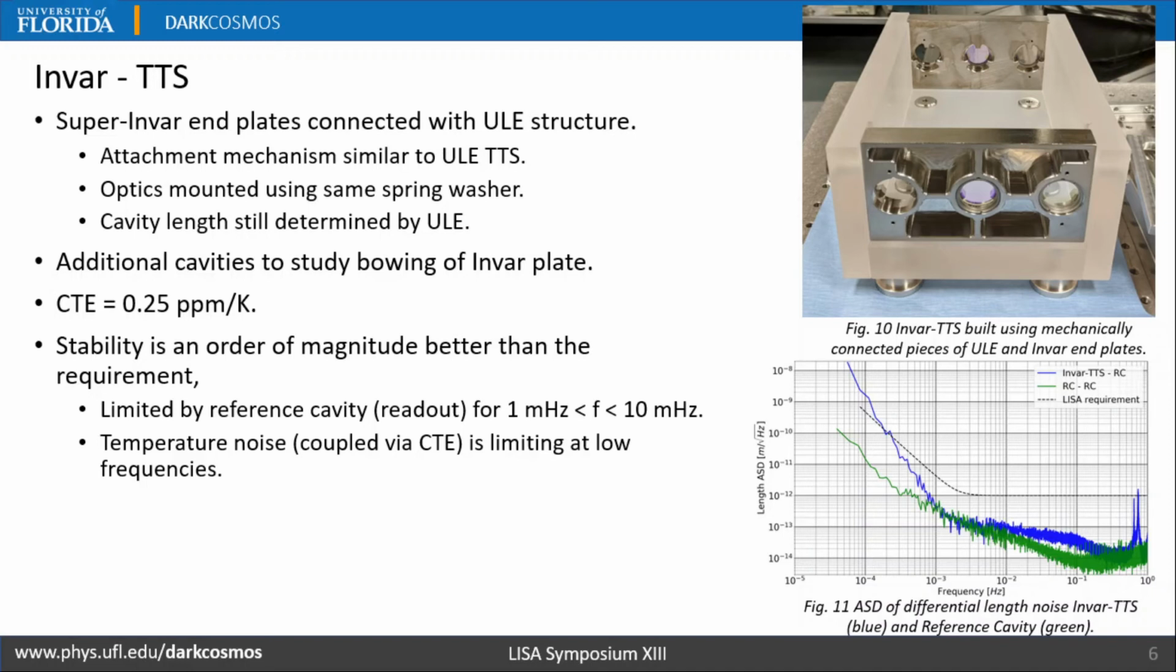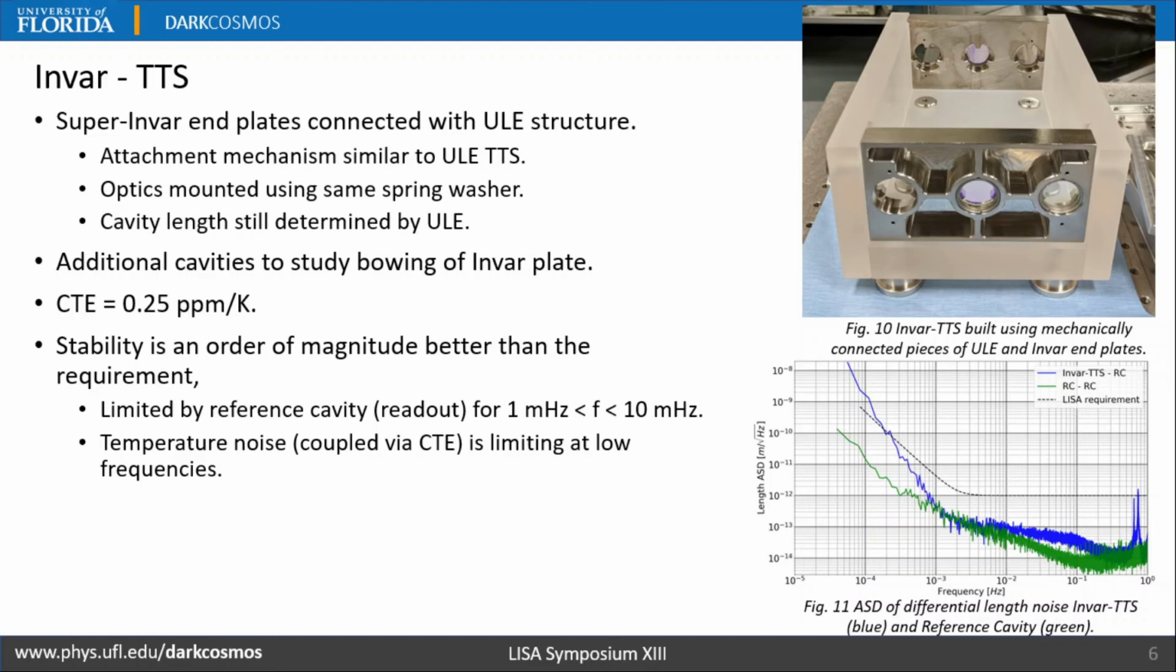We added cavities on the sides to monitor any bowing effect in the end plate, as that was one of the relevant sources of length noise that came up with such a design. The CTE of this cavity is roughly 0.25 ppm per Kelvin, which is lower than that of super-invar but higher than that of the ULE. We started looking into some FEM models to understand the reason for this high CTE, but couldn't do so conclusively.